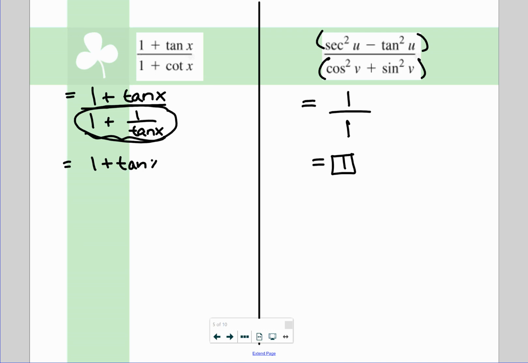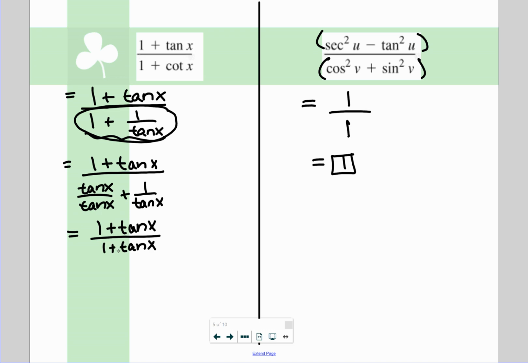Okay, so I'm going to keep the numerator the same. Nothing's going to change there. But instead of 1, I'm going to write tangent over tangent. Something over itself is always equal to 1. And I'm doing that to get that common denominator, and now I can add them together. So my denominator is a single fraction now, 1 plus tangent all over tangent.